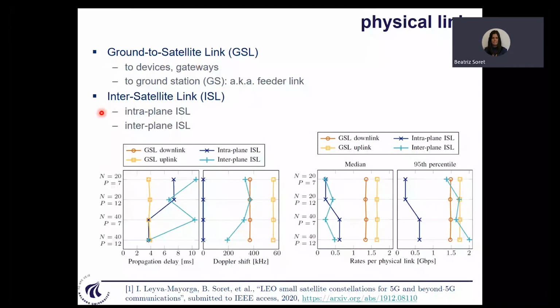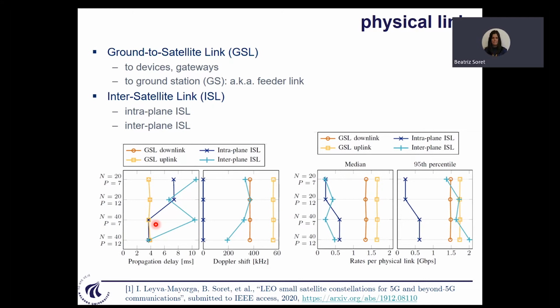And then for the inter-satellite link, I mentioned, it can be intraplane, in the same orbital plane, or interplane. And here we have some numbers for the performance that we can achieve in the constellation. We are plotting cases where N is the number of satellites per orbital plane and P is the number of orbital planes. So we play with these two numbers. So it also changes the total number of satellites in the constellation.